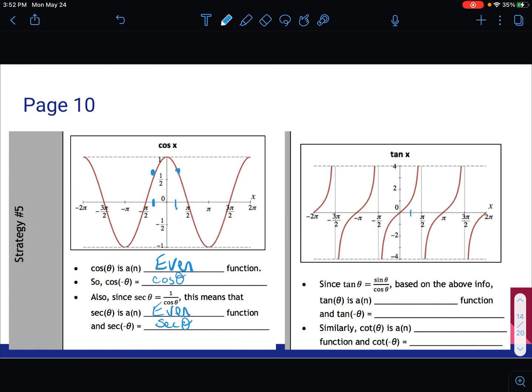Let's take a look at our tangent. If we plug in pi over 4 and negative pi over 4, we're going to get opposite outputs. So tangent is odd. So by definition, tangent of the opposite of theta is the opposite of tan theta. And cotangent, of course, is a reciprocal function, so with tangent, it's also odd. And so cotangent of the opposite of theta is the opposite of cotangent theta.